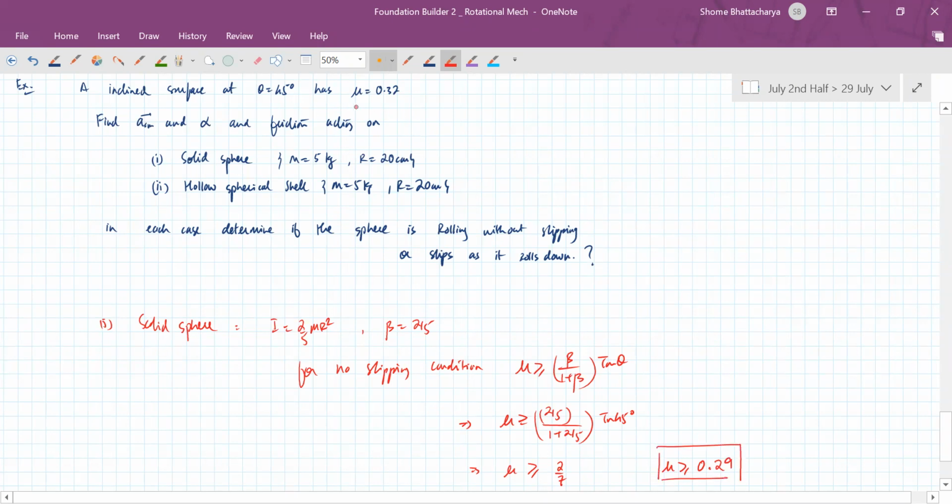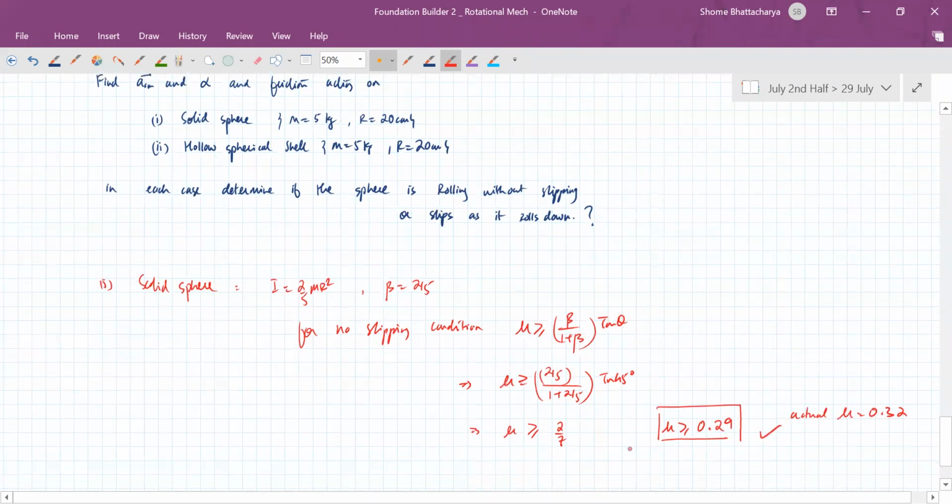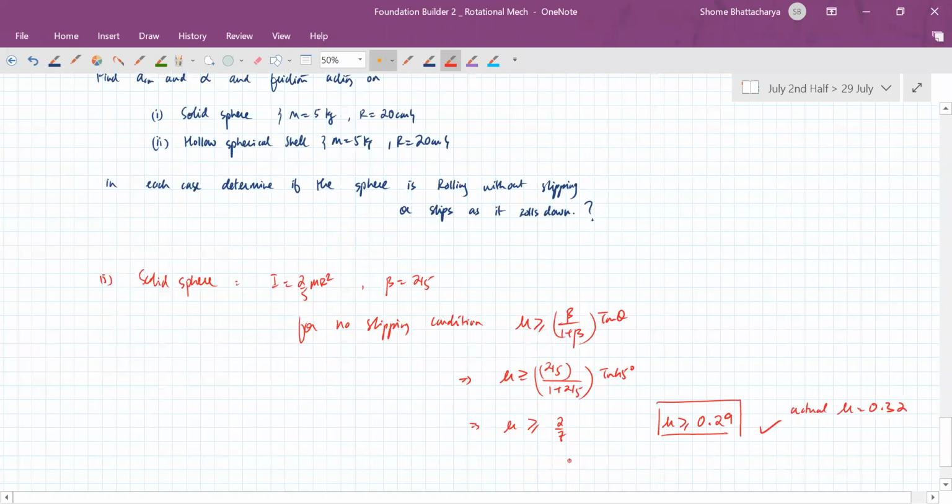Whereas what is the value of mu given to us? 0.32. So the actual value of mu is 0.32, and this condition is getting satisfied. So that means the solid sphere will roll without slipping.